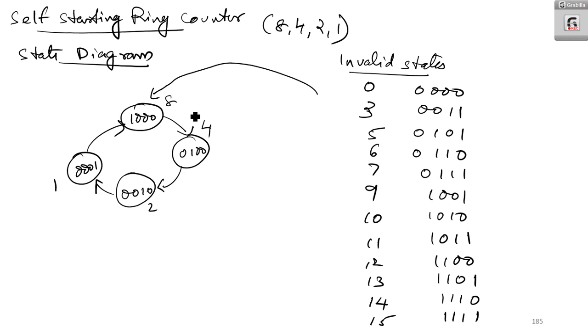So there are 1, 2, 3, 4, 5, 6, 7, 8, 9, 10, 11, 12. There are 12 invalid states. These 12 invalid states will be mapped in the next clock. It will be mapped to 8. Okay, so let us try that. And again, that design is based on D flip-flop. So first of all, let me draw the present state, next state table along with the excitation table of D flip-flop.